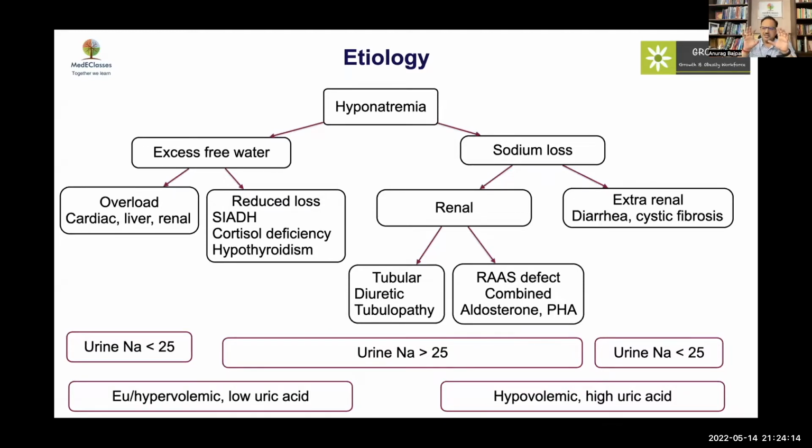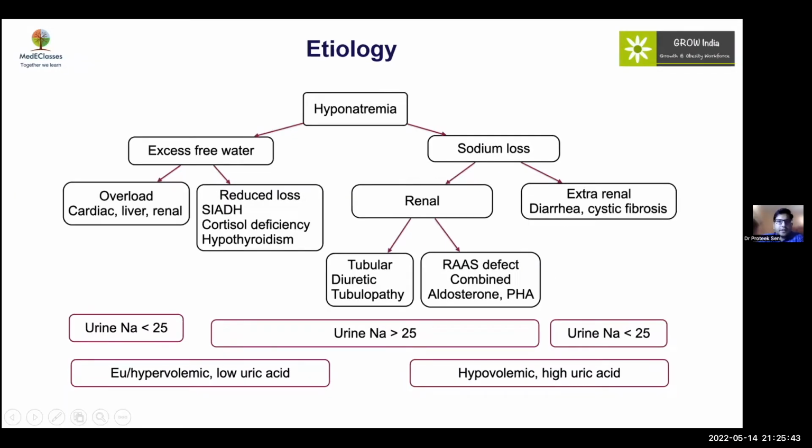So if you look at this grid, what you need to understand is that if you know three things, basically the volume status, the urinary sodium, and the potassium level, you can very easily classify the cause of hyponatremia. The etiology can be told, whether there is an excess of extra water or the sodium is being lost from somewhere.